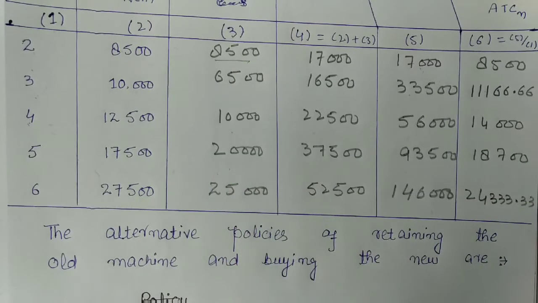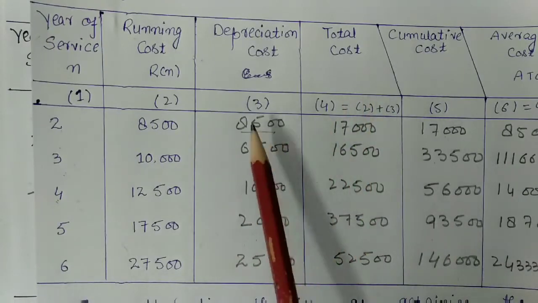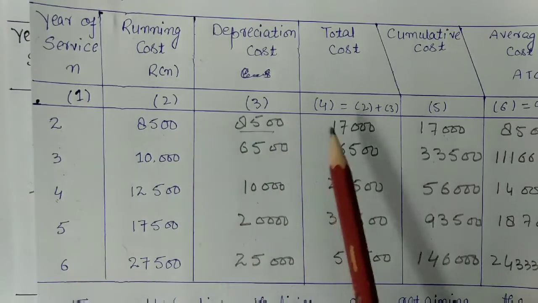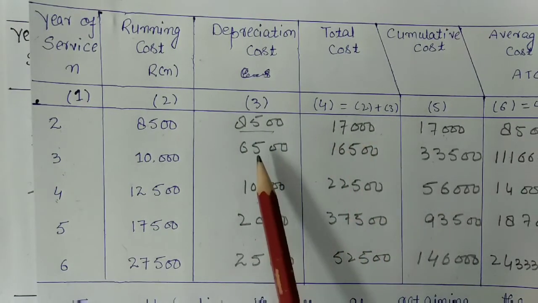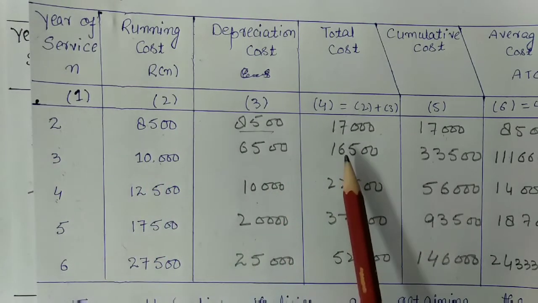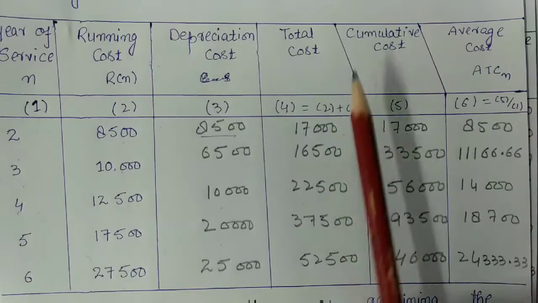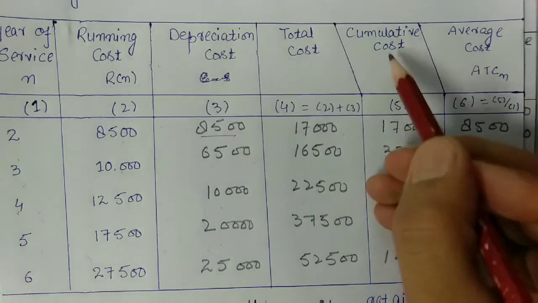Now the total cost is depreciation cost plus running cost. So 8,500 plus 8,500 will become 17,000. Then 6,500 plus 10,000 is 16,500, and so on. Now here I had calculated only the running cost, not the cumulative running cost. So I will find out the cumulative total cost. Here it is the cumulative total cost.